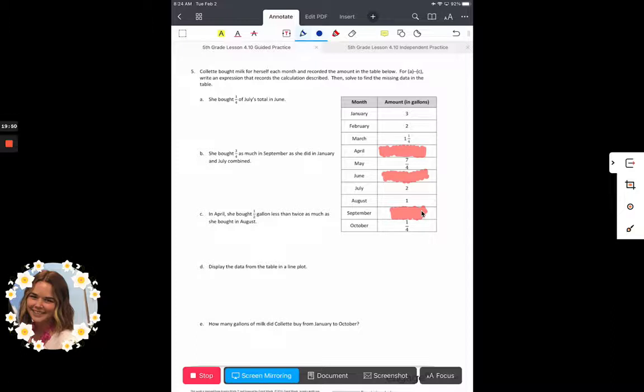So part A. She bought 1/4 of July's total in June. So July's total was 2, and if she bought 1/4 of that in June, June is going to be equal to 1/4 times 2. And if we multiply that, that's equal to 2/4 or 1/2. So June is equal to 1/2.